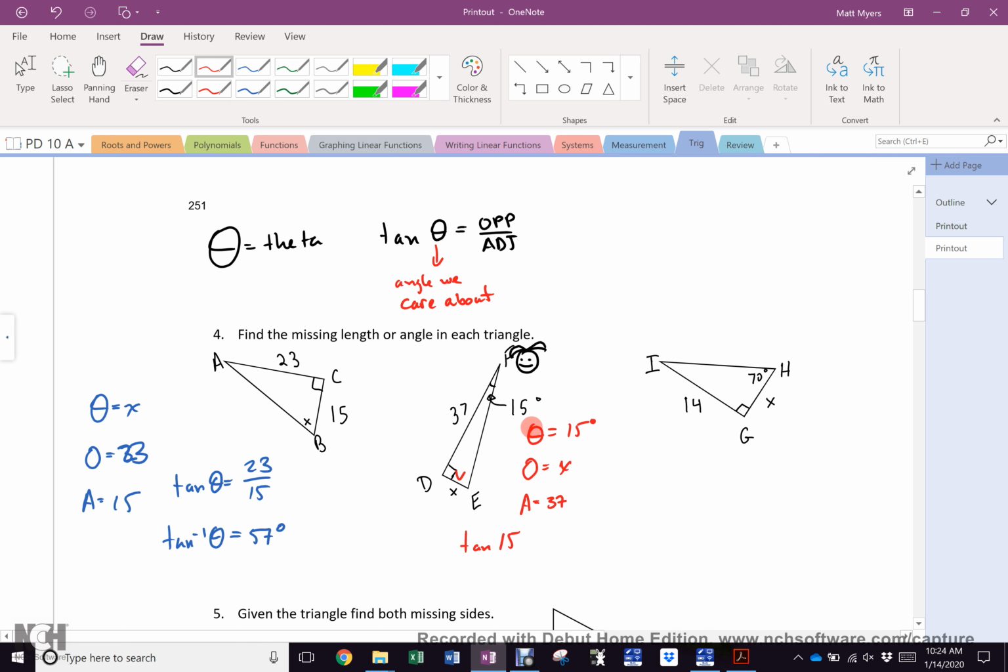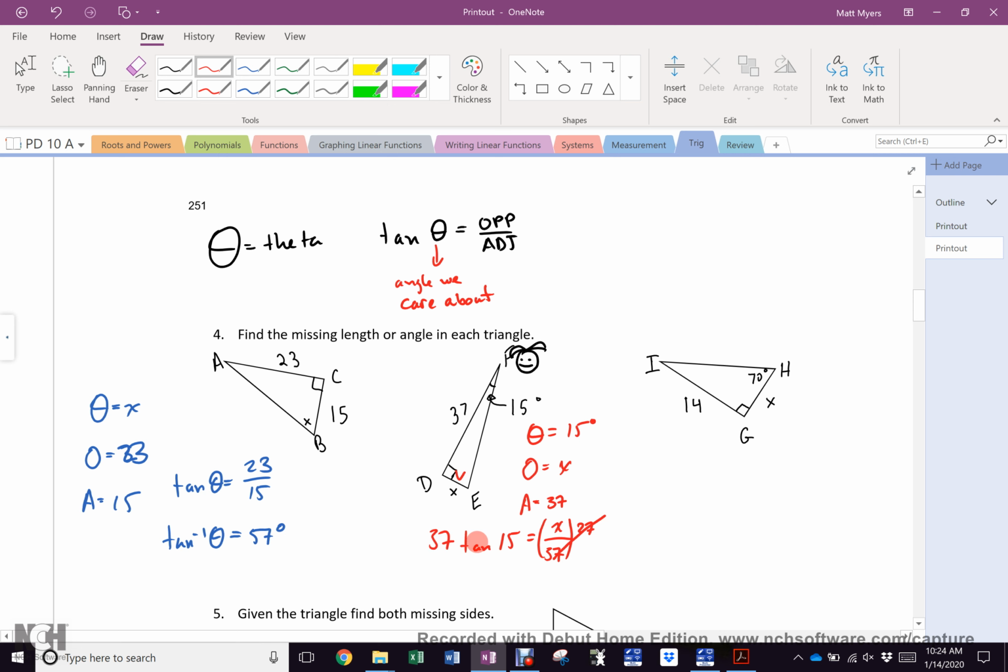Theta equals 15. So what do I write here? Tan of 15. Theta is 15. Equals. What is opposite? What do I write here? What is adjacent? Now, I need to do algebra because what is your job whenever you see an x? Isolate it. How do you get rid of divided by 37? Cancel. So what goes here?